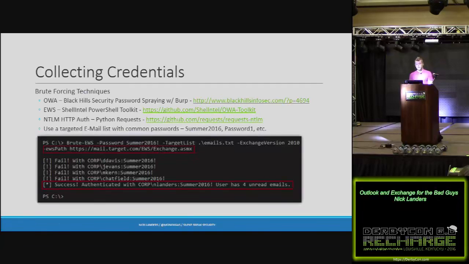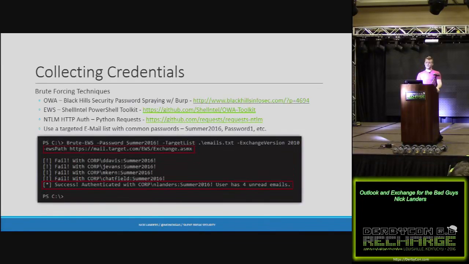For EWS, Shell Intel has a PowerShell toolkit called OWA toolkit that I absolutely love. It's a couple of PowerShell cmdlets built for interfacing with EWS, and it can do brute forcing against EWS. I actually have a screenshot included there of what that cmdlet would look like. It just says Brute-EWS. You supply it the EWS service URL, like a SOAP URL, and it'll try every single user with a basic password. Summer 2016, Password1, Spring 2016. Those are all awesome candidates.